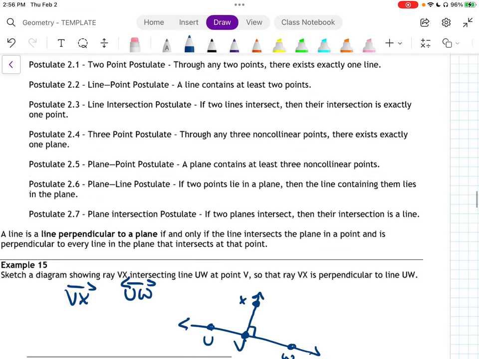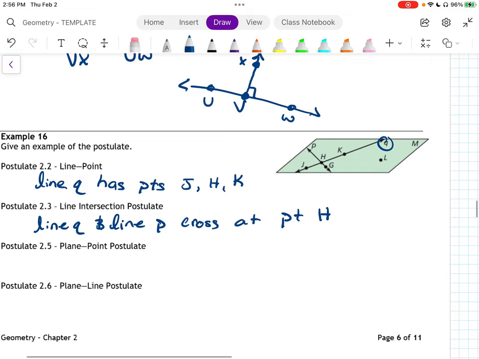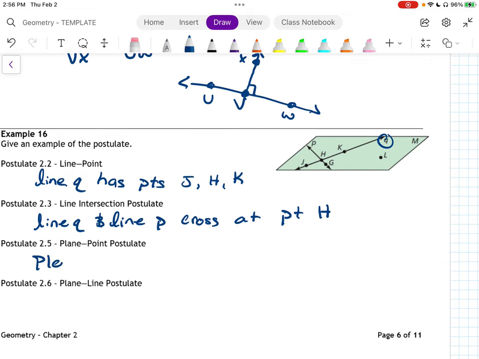The plane point postulate. Now, let me reread just to make sure. Plane point. A plane contains at least 3 non-collinear points. All right, so we could say plane M. All right, there's that M right there. And then we need to pick out 3 points. I'm going to say plane M has points, and we could list a ton of them, but I'm just going to say J, K, and L. Right? There are 3 points right there. J and K are collinear, right? Any 2 points are collinear, and then L.